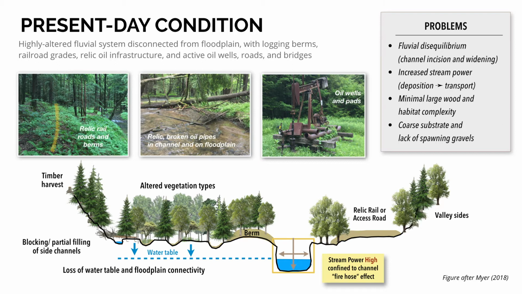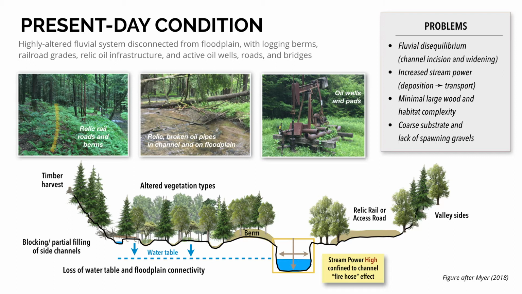Logging berms and steam railroad grades remain on the floodplain, as shown in the left photo, and relic oil pipes and exploration pits are scattered throughout the floodplain and in the channel in several places. At least 12 oil pads with J-pumps remain active in the watershed today. All of these factors are under consideration as part of the restoration strategy.